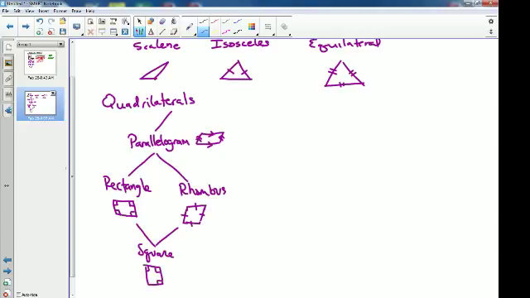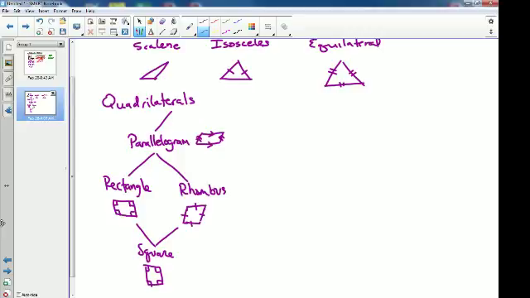A square can be classified as both a rhombus and a rectangle. It has properties of a rectangle and of a rhombus. So that's 4 of them. Those are probably the 4 we'll see the most.